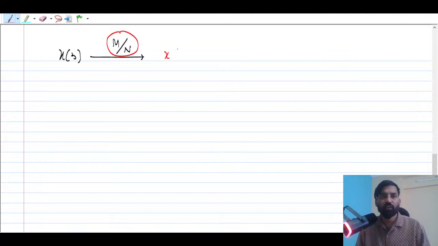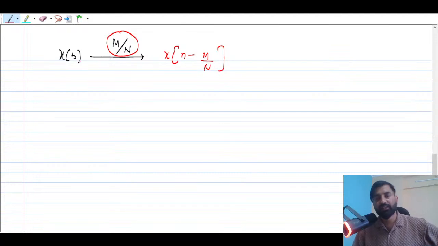So how can you write it now? n minus m by n, right? So this is nothing but a fractional delay. Earlier we used to shift it by an integer value n naught, but now we are shifting by the fractional delay. This is nothing but a fractional value, m by n, the ratio of two integers. Understand? So we are shifting x of n by the rational number m by n, or fractional number.